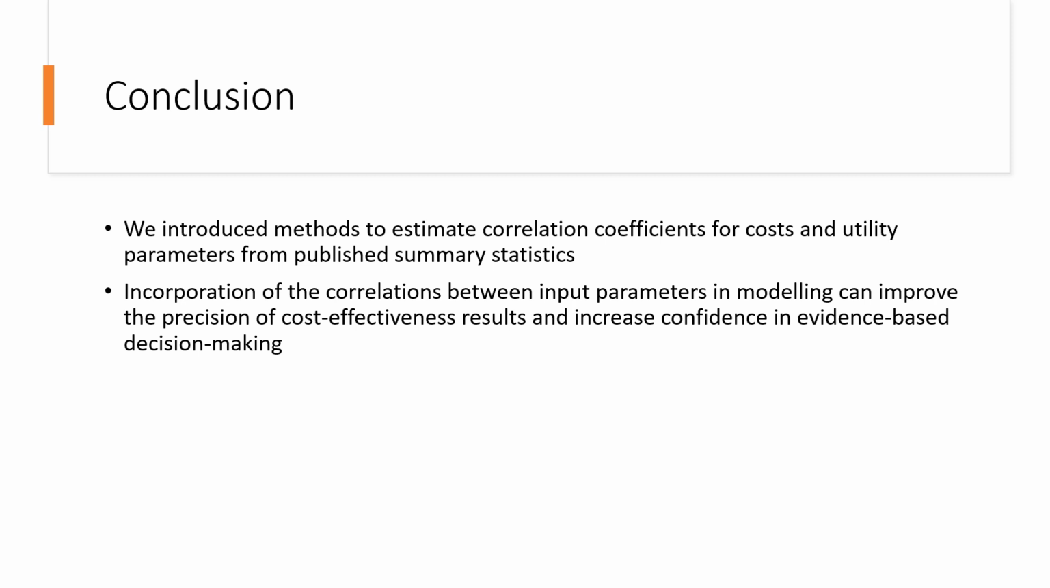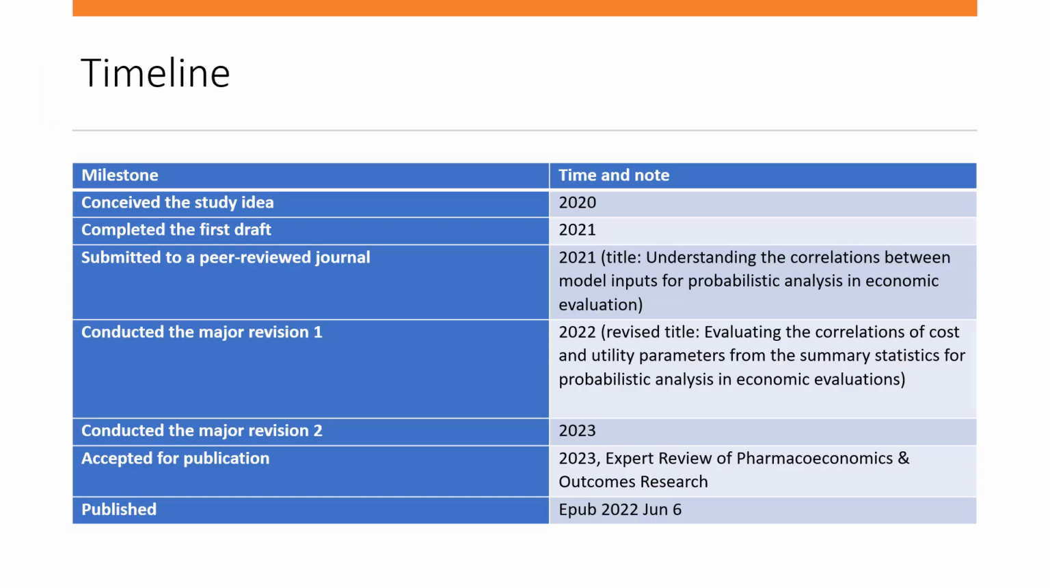Conclusion. We introduced methods to estimate correlation coefficients for costs and utility parameters from published summary statistics. Incorporation of the correlations between input parameters in modeling can improve the precision of cost-effectiveness results and increase confidence in evidence-based decision-making.